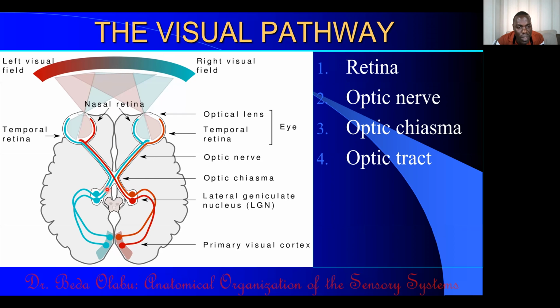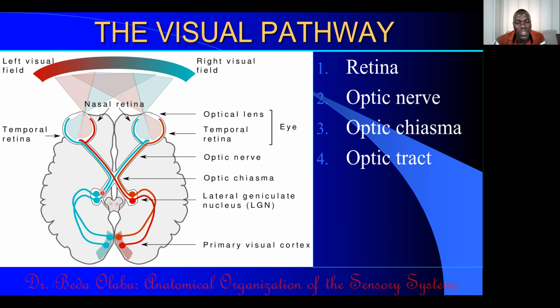As you can see the blue here, I'm hoping this is okay. I might be beaten for calling it blue, but the one that's not red. So these ones here are coming from the right visual field. They're now on the left side. The red ones are on the right side, but they're coming from the left visual field. The optic tracts contain information from the whole of the opposite visual field.